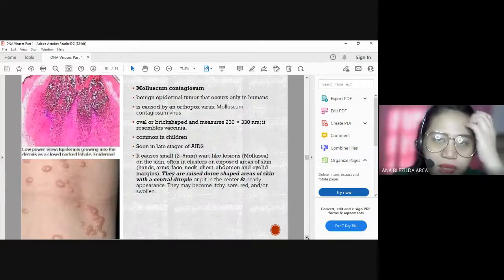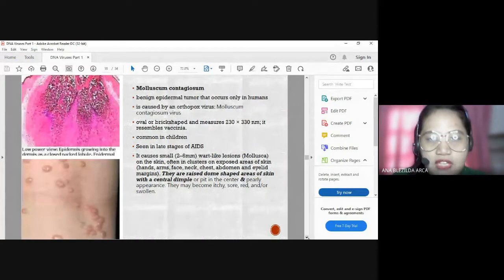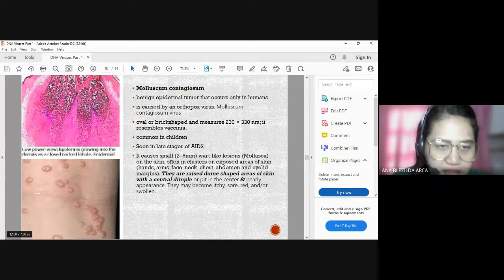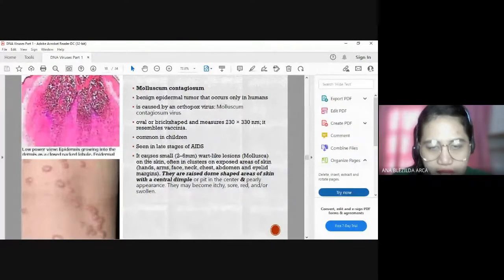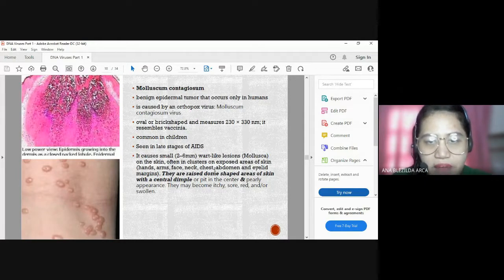Next is the Molluscum contagiosum. So this one, the Molluscum contagiosum na yung class, nakikita to kung meron kang HIV. This is actually seen in late stages of AIDS. So kapag malapit ka nang mamatay sa HIV, ito yung makikita mo. Now, it causes a small wart-like lesions like this one, about 2 to 6 millimeters. Ang tawag dito is the mollusca on the skin like this one. Makikita mo yan sa hands, arms, face, and neck.